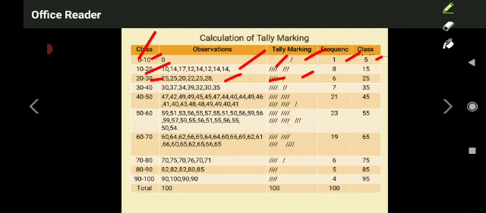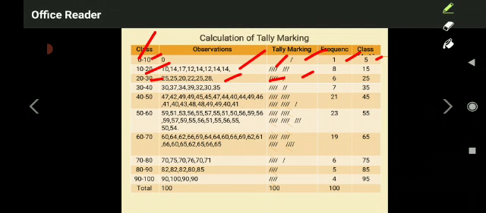Okay, I hope you understood. So in between 50 to 60 class interval, there are total of 23 observations. For 23, what to do in the tally marking? You have to prepare 4 tally bars which consist of 20 observations, and after that 3 additional observations. So total of 23 observations are there in the 50 to 60 class interval.